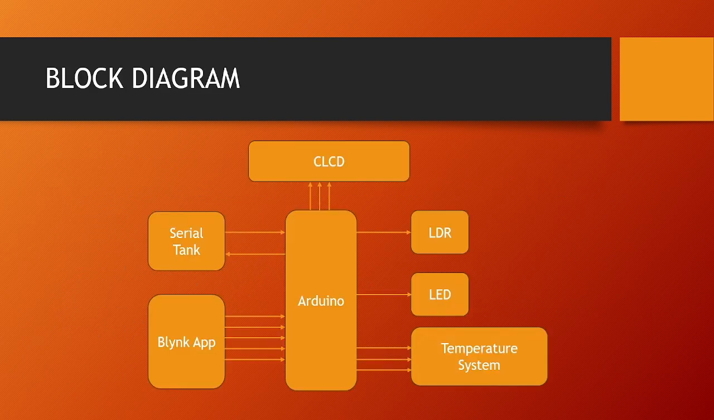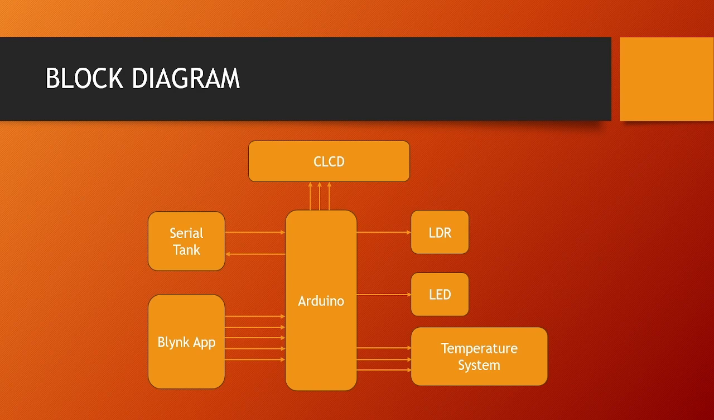Coming to the block diagram, the main block is the Arduino, which is a microcontroller which controls all the peripherals with code. So the sensors are LDR, light dependent resistor, and temperature sensor, serial tank, LED, CLCD, and Blynk application. So LDR changes the resistance based on the light intensity. With the help of the LDR, we can control the LED based on the daylight and evening light. It can be turned on and off based on the light intensity.